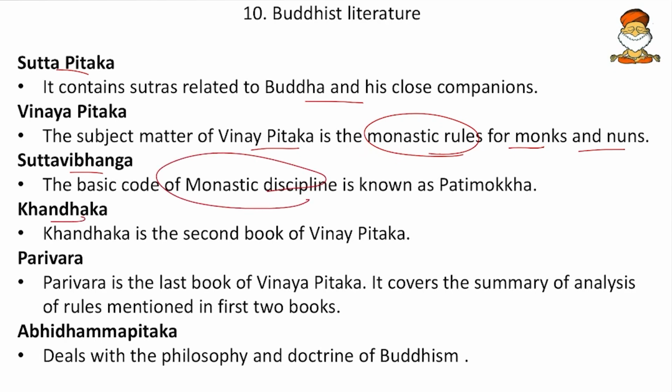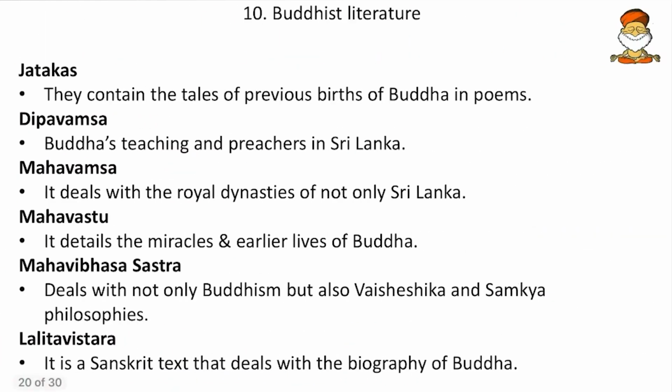And then we have Kandaka. Kandaka is the second book of Vinaya Pitaka. And then the Parivara. Parivara is the last book of Vinaya Pitaka, and it covers the summary of analysis of the rules mentioned in the first two books. So this is the summarization of the first two. And then Abhidhamma Pitaka. So that deals with the philosophy and the doctrine of Buddhism. So mark this, it is also present in NCERT as well.